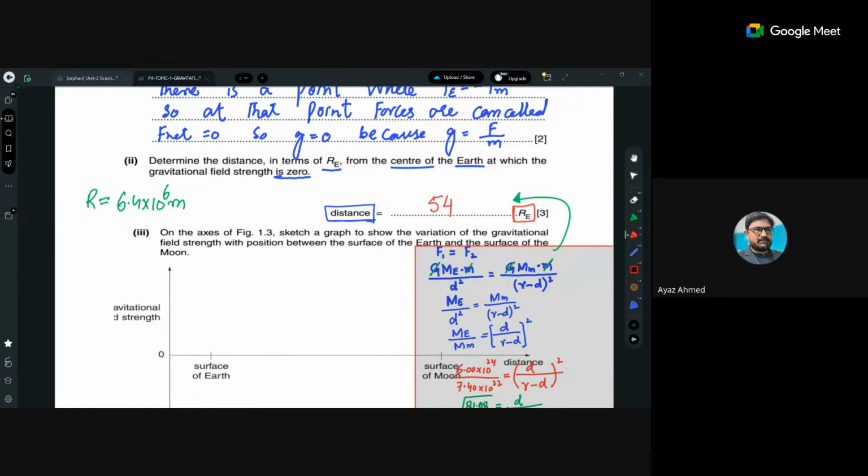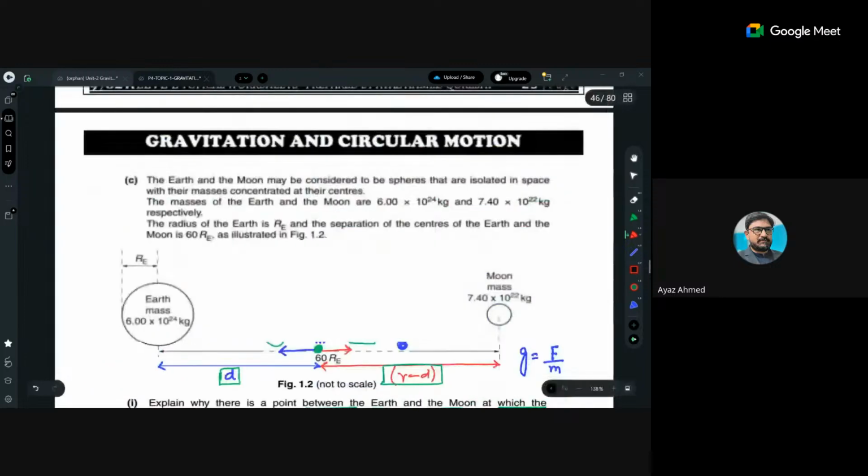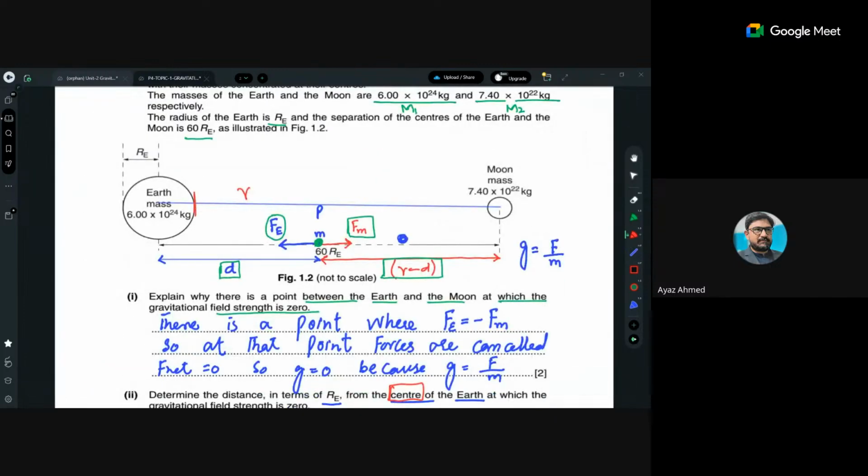सही है, ओके। ठीक हो गया। अच्छा, फिर एक और मजे की बात, sometimes the same question is asked to you that calculate from the surface of the earth. So for the surface of the earth, what will you do? 54 minus 1 कर दोगे, minus 1, because surface देखो कहाँ पे है, your surface of the earth is here, that is R from the center. So if this distance is 54 RE, then what about this distance? 53 RE. ठीक है ना?